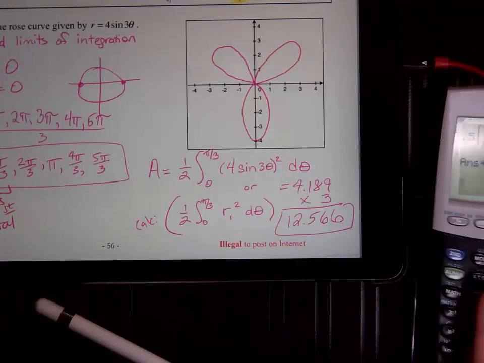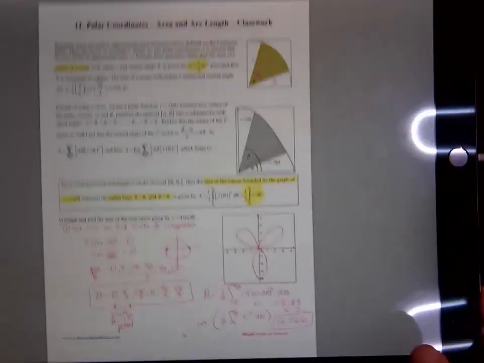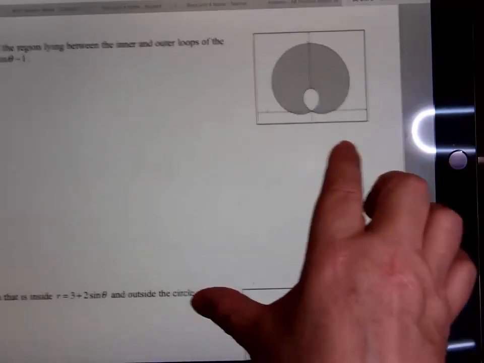Please turn the page. The next two problems, I can pretty well guarantee you will see on the AP exam something like it.